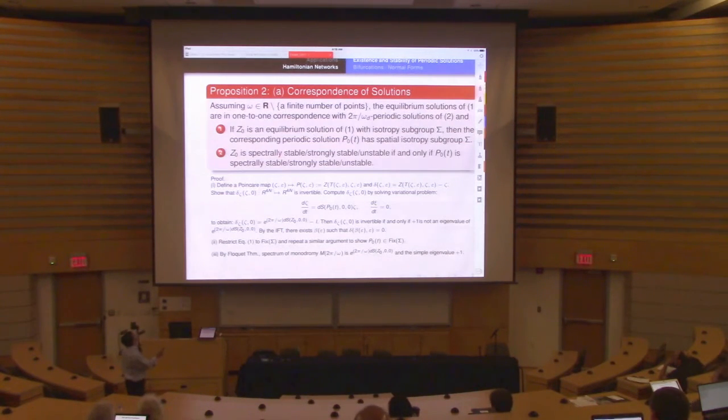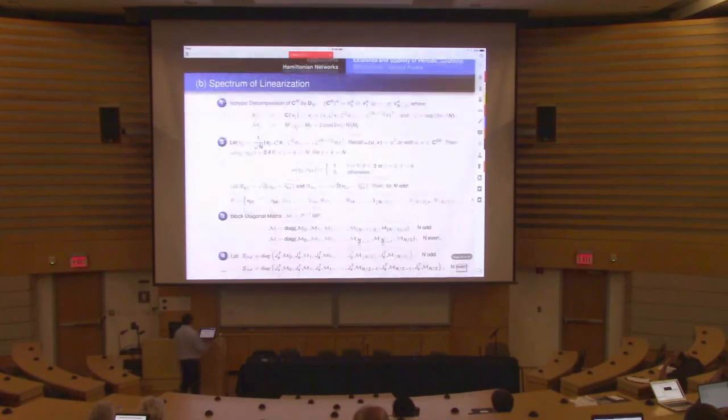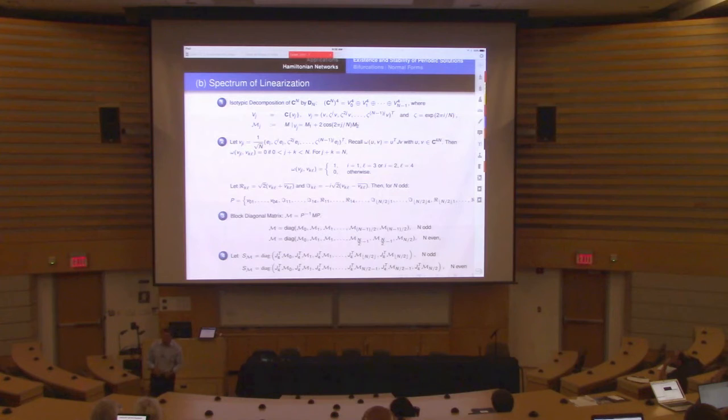This is the first proposition: if we have an equilibrium of the unperturbed system with this amount of symmetry, then the periodic solution also preserves the same symmetry group. The second part says that the spectral stability properties are preserved from the unperturbed to the perturbed system. I'll skip the proof. That's just based on a Poincaré map.